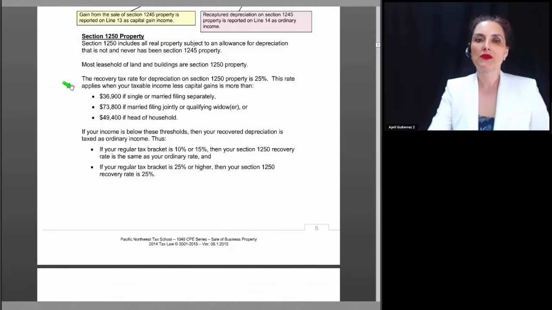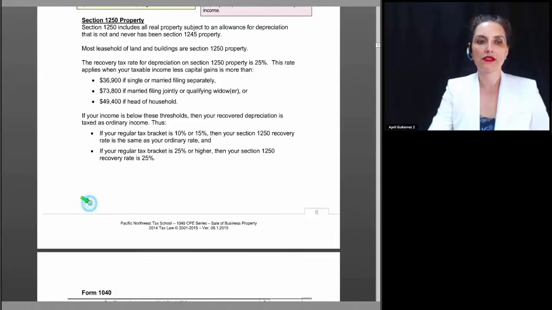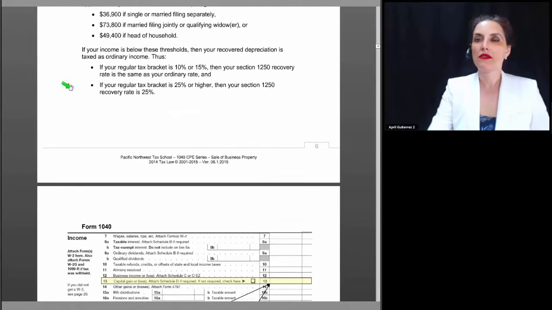The recovery tax rate for depreciation on Section 1250 property is 25%. This rate applies when your taxable income, less capital gains, is more than $36,900 for single or married filing separate, $73,800 for married filing joint or qualifying widow, and $49,400 for head of household. If your income is below these thresholds, then your recovered depreciation is taxed as ordinary income.